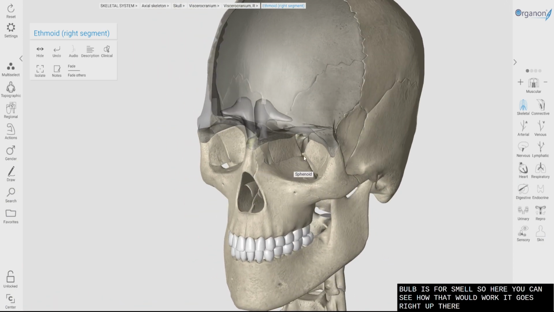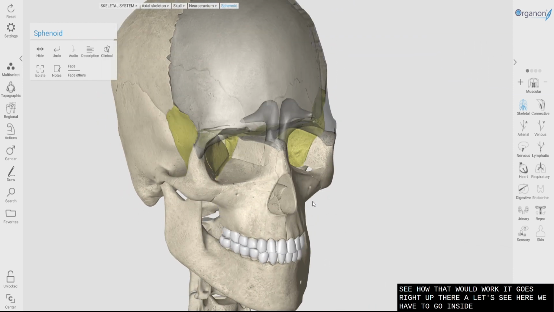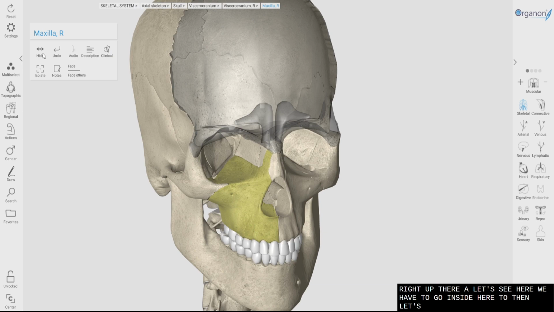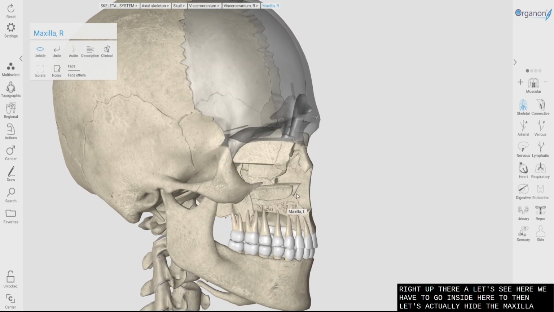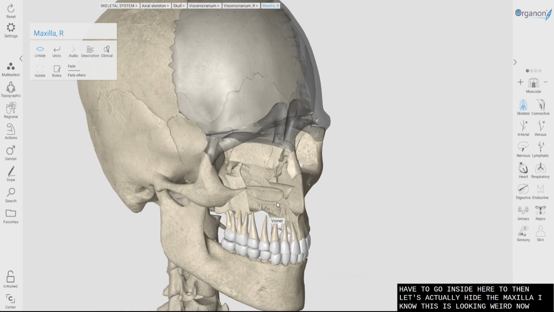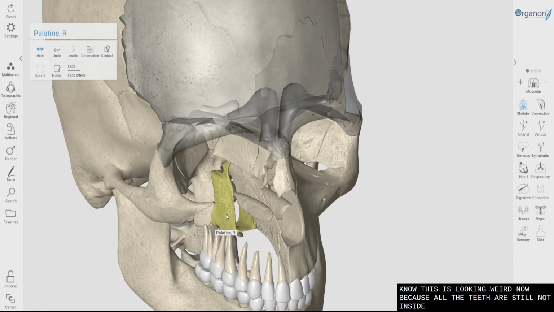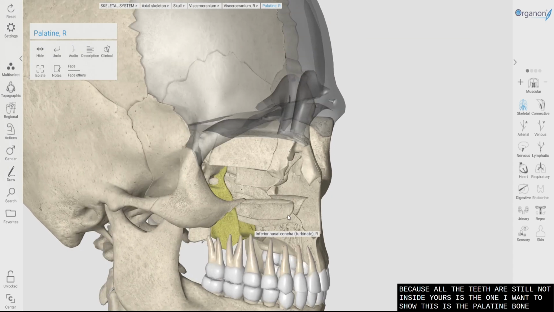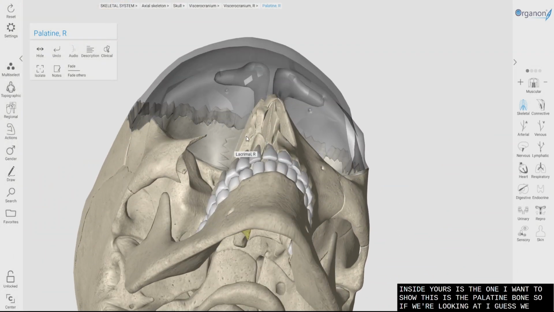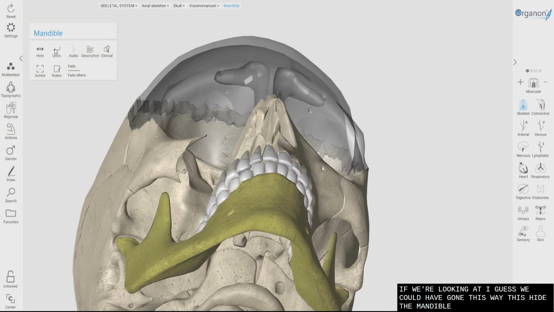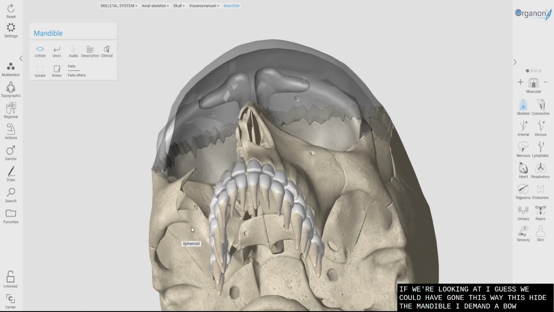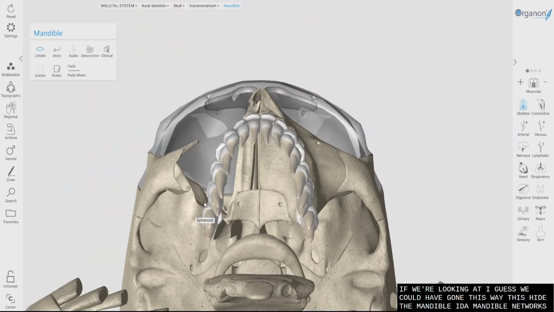And then there's a, let's see here. We have to go inside here, so let's actually hide the maxilla. I know this is looking weird now because all the teeth are still there. So now inside here, this is the one I want to show. This is the palatine bone. So if we're looking at, I guess we could have gone this way. Let's hide the mandible. Yeah, that works. It just still shows the teeth.